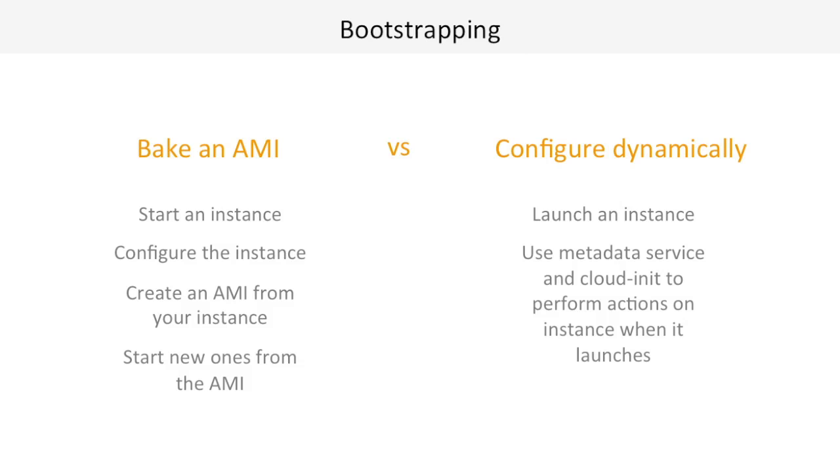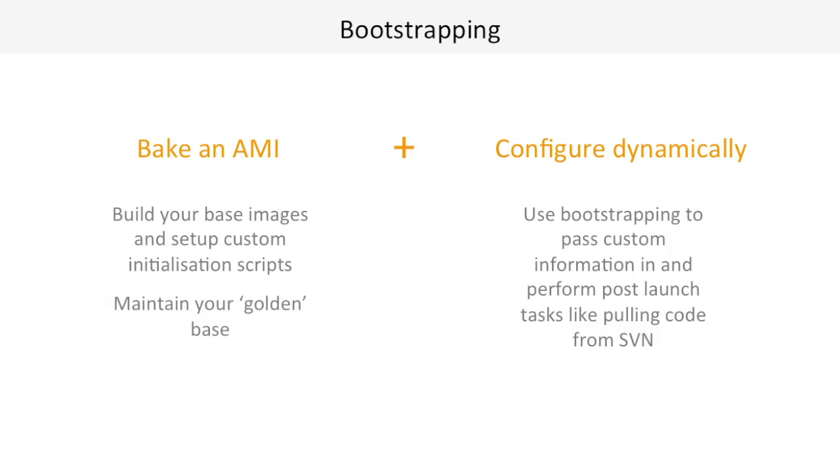So there's two approaches there: how much you bake into an AMI versus how much you configure dynamically. And actually, the real way of thinking about this is a combination of the two and a balance between the two. So the first is to bake your AMI and build your base image and set up some maybe custom initialization scripts that you need to run on your server. So these might be things that react to data you pass into it dynamically at launch time. You might set up different types of security setup on that machine, certain patch levels that you're comfortable with running at an OS level within your environment, and ultimately maintain your golden base.